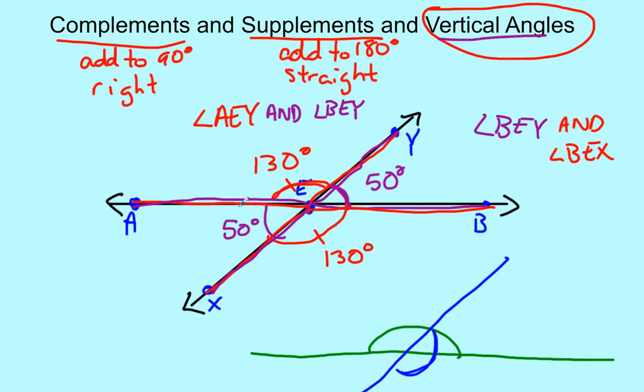That if you have two lines and they intersect each other, because that's what lines do, the angles that they make, right? The angles that are opposite to each other will always be the same. And that's what vertical angles are. So 130, 130, they're vertical angles. AEY and BEX. We call them vertical angles.